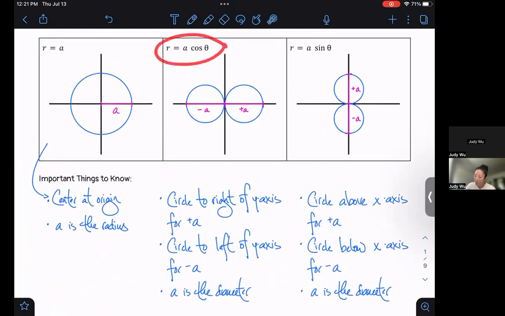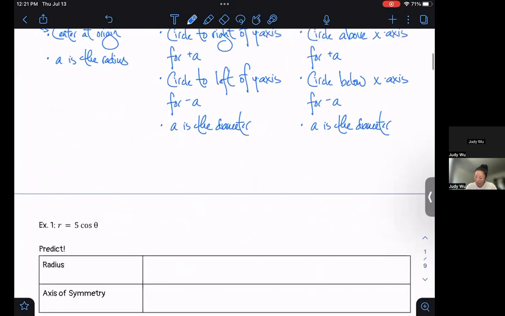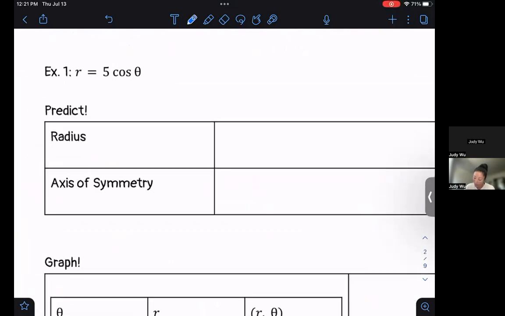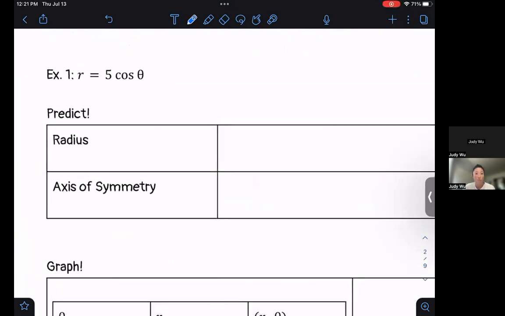So now when we look at equations like this, we want to be able to look at it and say, oh, I know exactly what that's going to look like, okay? So let's practice that a little bit in some examples. All right, example 1, we've got r equals 5 cosine theta. All right, let's predict. Our radius for this should not be 5, but our radius equals 5 divided by 2, and we can think about that as 2.5, but I prefer really to see it as 5 halves, okay?